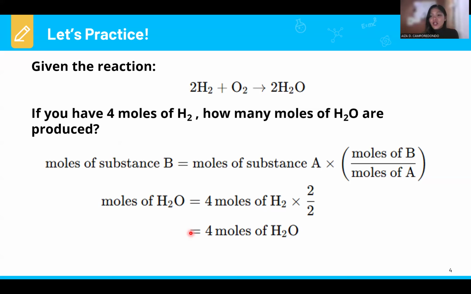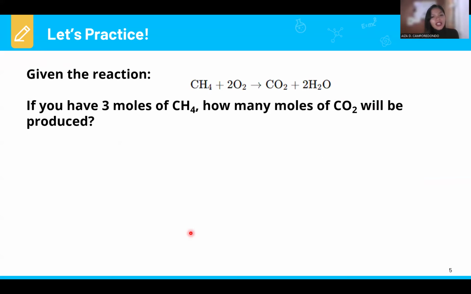Okay, so let's have another example. Given the reaction of methane, 1 mole of methane is added with 2 moles of oxygen gas, produces 1 mole of carbon dioxide and 2 moles of water. So if you have 3 moles of methane, how many moles of carbon dioxide will be produced?